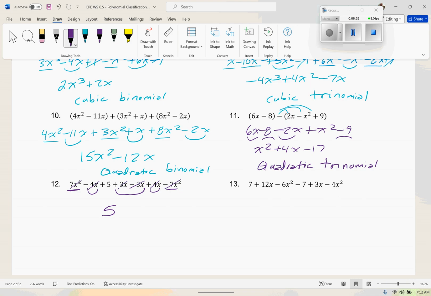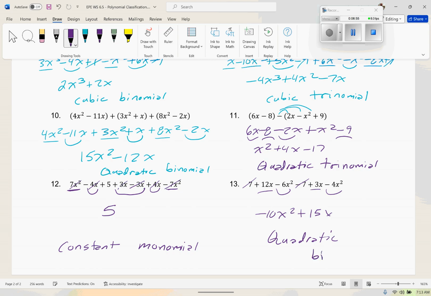Okay? So there's not an x there. So this is a constant. And there's one term, so it's a monomial. Number 13, I'm going to combine those together. So I get negative 10x squared. Then I have 12x and 3x, that's 15x. It looks like positive 7, negative 7 cancel out, so the highest exponent is 2, so it's quadratic. And there's two terms, so it's a binomial.